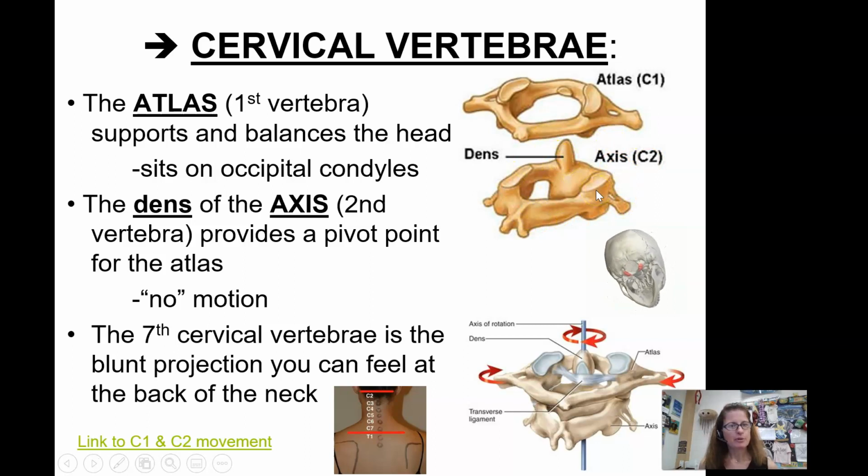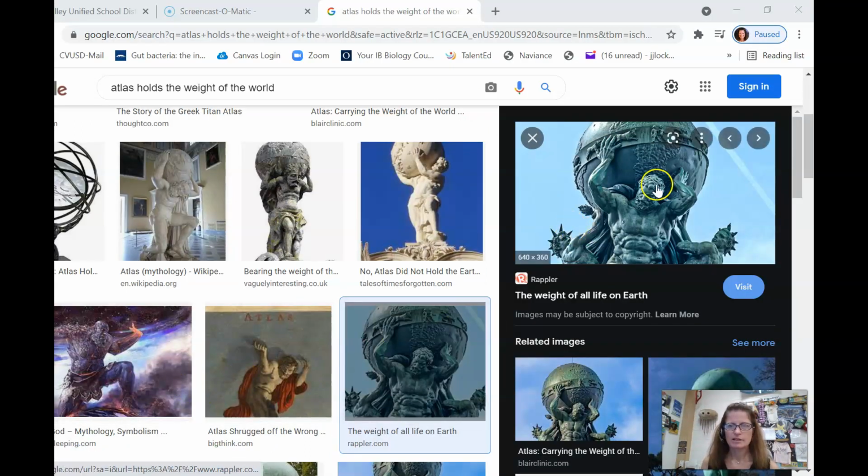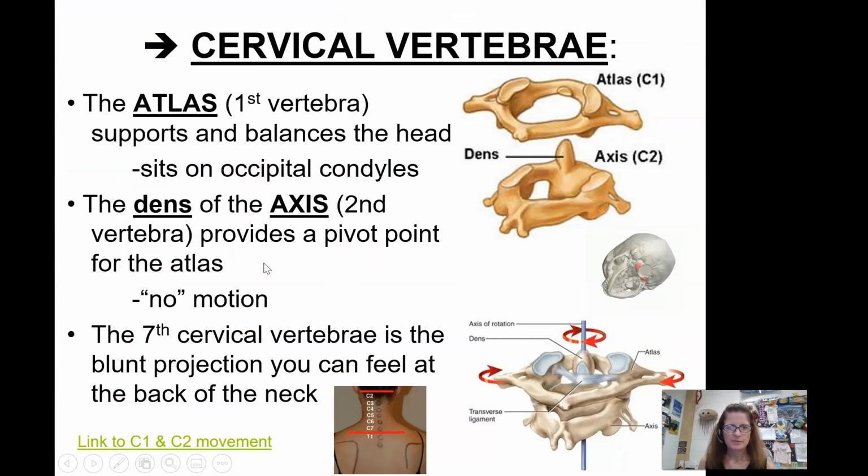How I remember who does what: I don't know if you've ever heard the saying, Atlas holds the weight of the world. Actually, I'm going to hit pause and show you that picture in case you haven't heard that. Okay, so here is Atlas holding the weight of the world. Here's the Greek god Atlas, and he's holding the weight. So let me go back to our notes. That's how I picture it. Since Atlas is holding the weight of the world, in this case, the weight of the world is your head. So he's holding up your head.